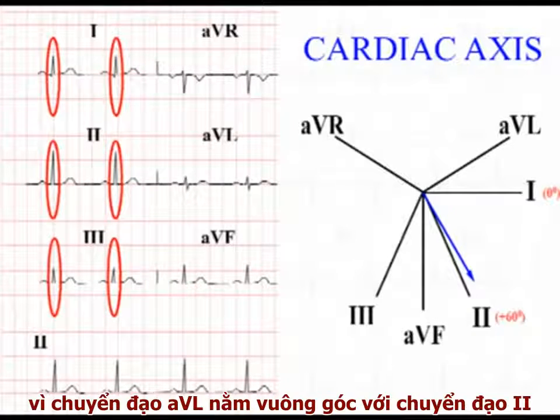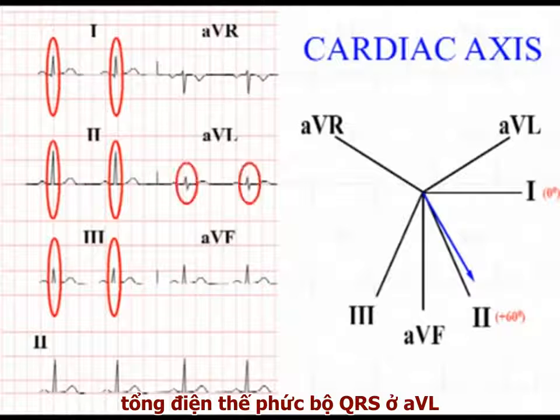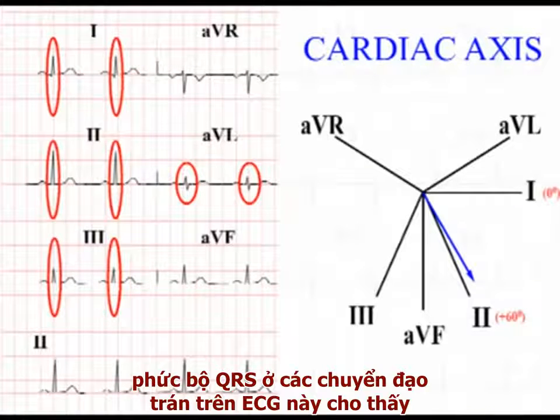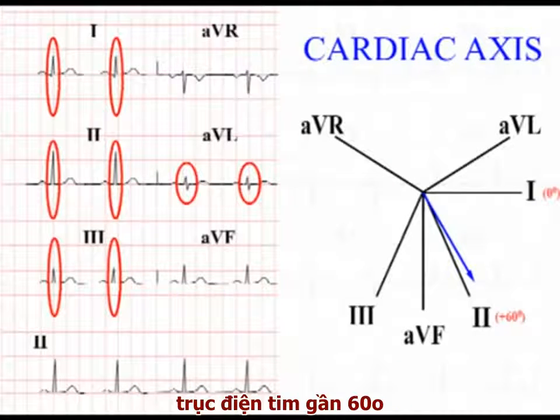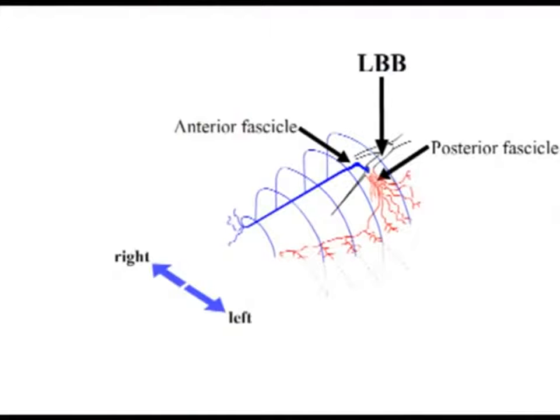Also note that as AVL lies at 90 degrees relative to lead 2, as shown here, AVL tends to be close to isoelectric in this situation. The pattern of QRS complexes in the frontal leads on this ECG indicates that the cardiac axis lies at approximately 60 degrees and is consistent with an intact intraventricular conducting system.